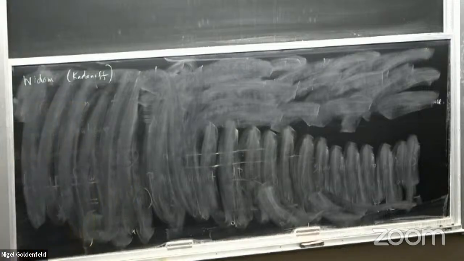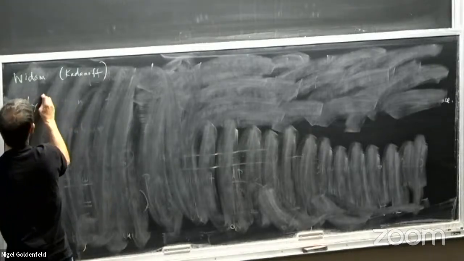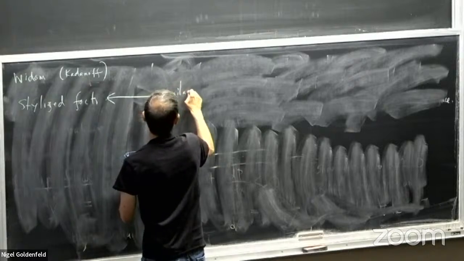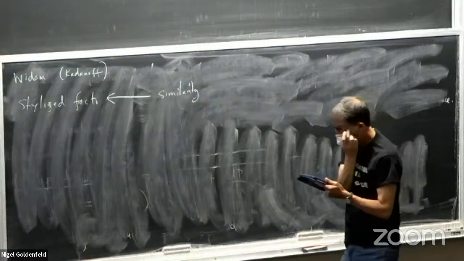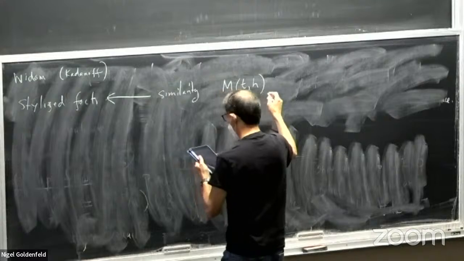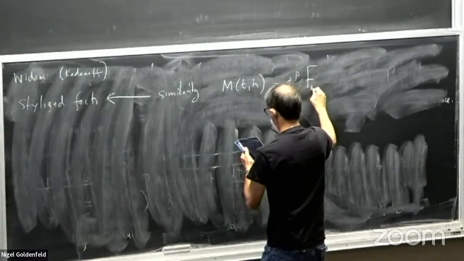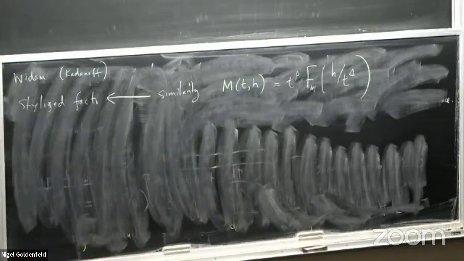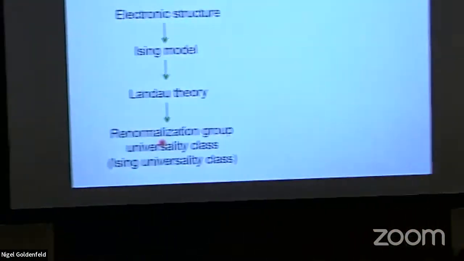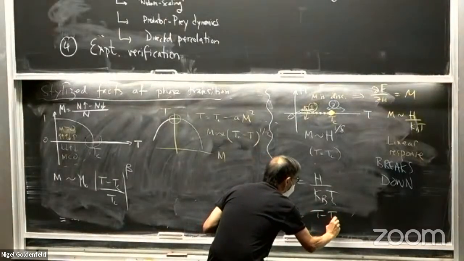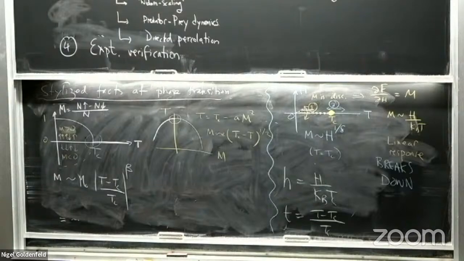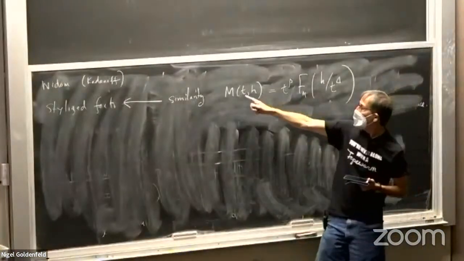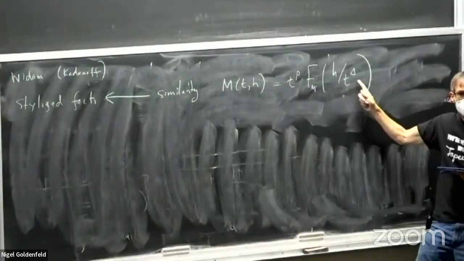I can explain both of those stylized facts if it turns out that the stylized facts come from a similarity assumption. And that similarity assumption is m as a function of t and h goes like t to the beta times some scaling function of h over t to some exponent delta. And I wrote down over here little h is h over kbt and little t is t minus tc over tc. Those are my small variables. So now the question you should be asking is, okay, well, this is interesting if it's true, because like all similarity solutions of differential equations, it says I've got a function of two variables, but it's really just a function of one variable, which is this.